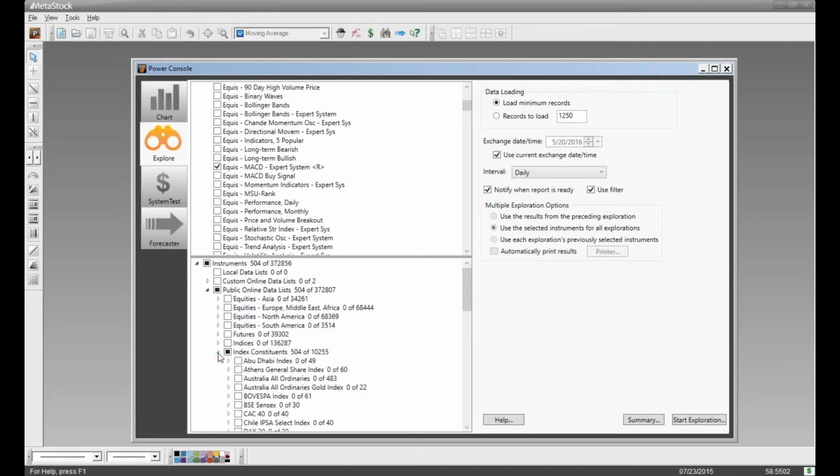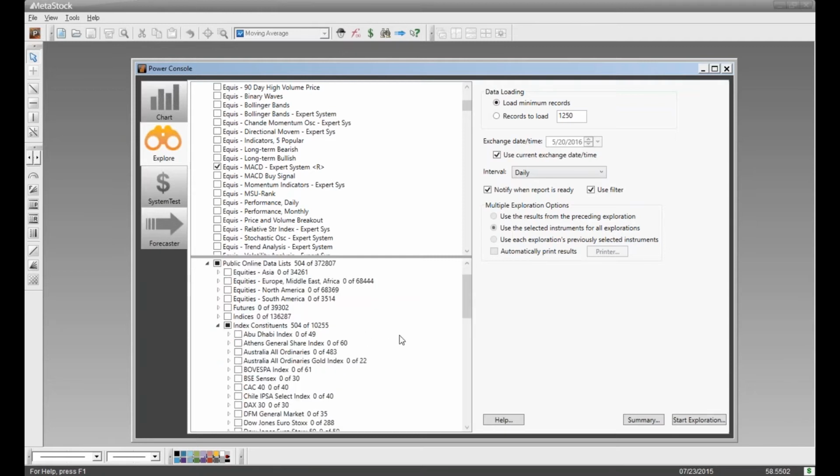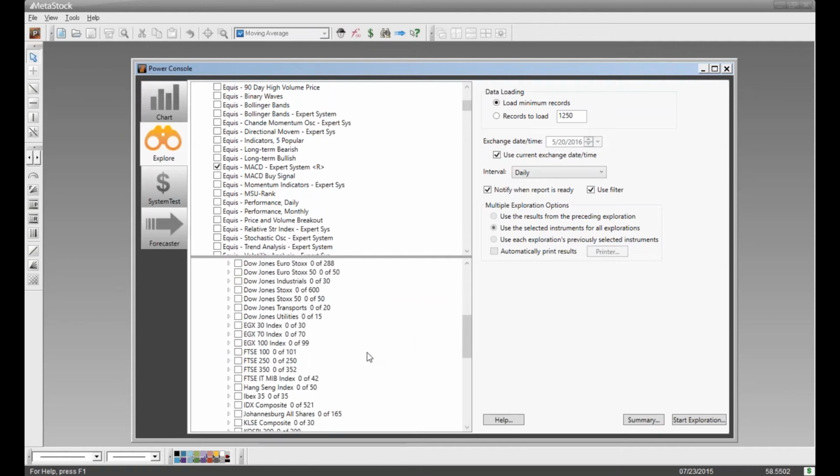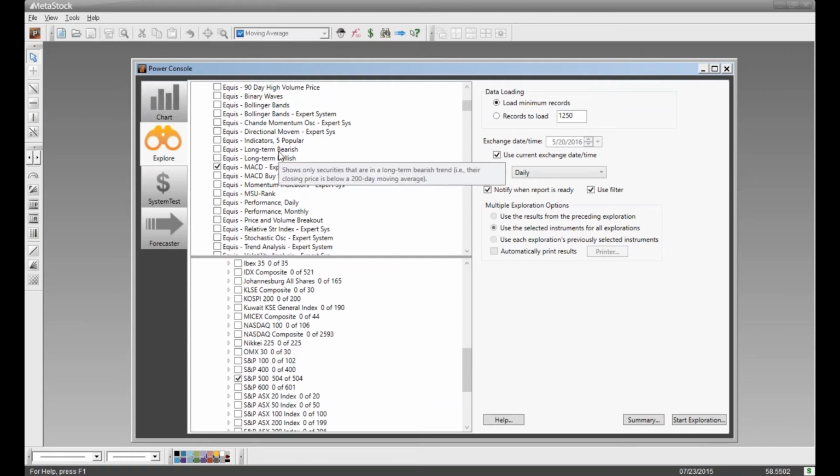Now, what I've done is gone under Index Constituents. Let's take a look at the S&P 500, which is 504 instruments. So what I want to do is look for buy and sell signals based off the MACD expert system across the S&P 500. Now, the MACD is a really, really general system. And that's part of the reason that I start off with that, because I can take a very large number of instruments based off of a general premise and really start narrowing it down to a very few trading opportunities. So let's take a look at that.